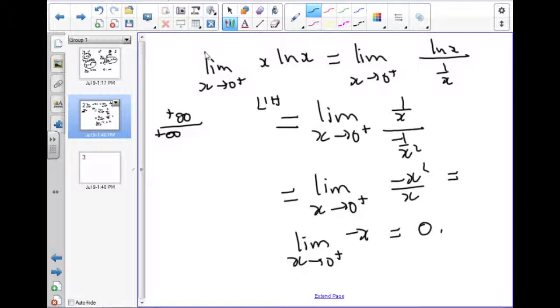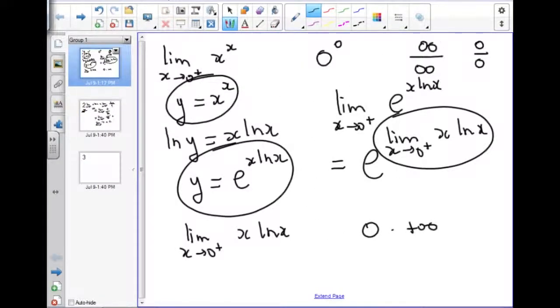Sometimes people make the mistake and think that this is actually the answer, but remember what we had was the limit on top of the exponential function. So now the answer is going to be e to the limit of x ln of x, and we already know that that limit is going to be 0. So our answer to this problem is going to be e to the 0, which is 1.